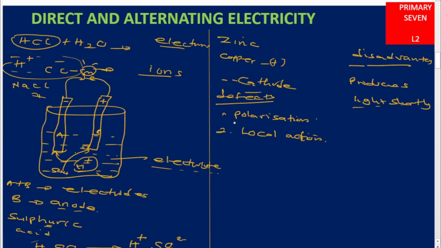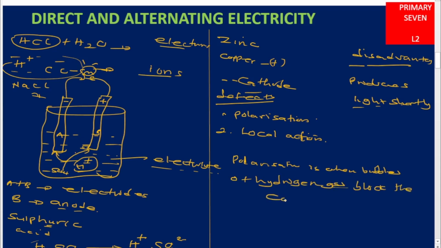Now polarization, let us write here. Polarization is when bubbles of hydrogen gas block the copper rod or the copper terminal or the copper electrode. So when you look at these hydrogen ions, after they have gone here, they are going to pick an electron, then we get hydrogen, then when we get hydrogen and another hydrogen, we are going to make a hydrogen gas.